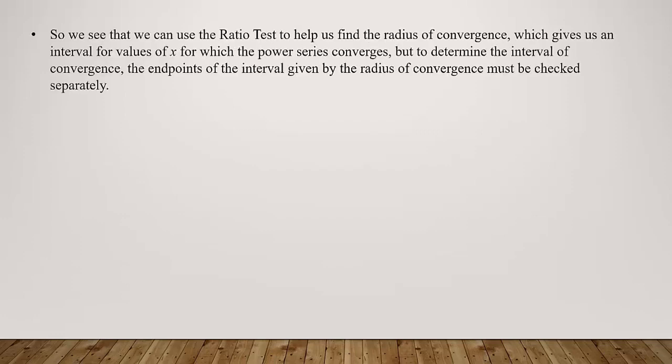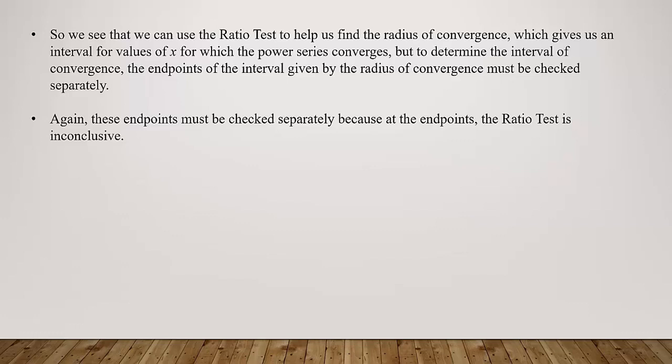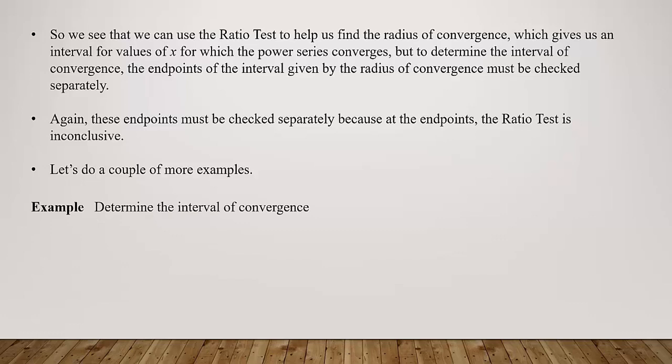So here's where we're at. We use the ratio test to help us find the radius of convergence. That gives us an interval for values of x for which the power series converges. But to get the interval of convergence, the endpoints of the interval given by the radius of convergence, we have to check them separately. And again, these endpoints must be checked separately because at the endpoints, the ratio test is inconclusive.